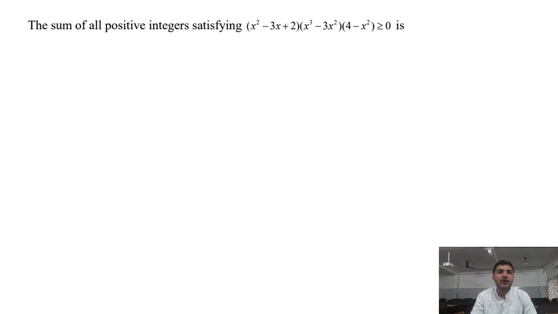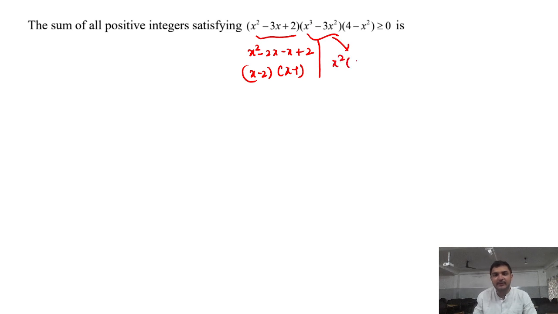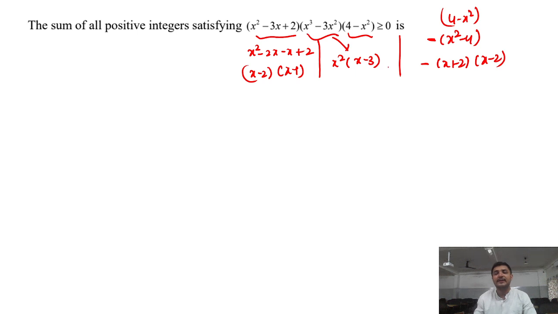Yes, sum of all positive integers in this range. Okay, sir, here this part we can clearly say x square minus 2x minus x plus 2, which can be factorized into x minus 2 into x minus 1. This part here we can take x square common, so we're left with x minus 3. The problem is 4 minus x square. If 4 minus x square is there, I'll be taking minus common. You'll get x square minus 4. So minus of x plus 2 into x minus 2 we can write, yes or no?